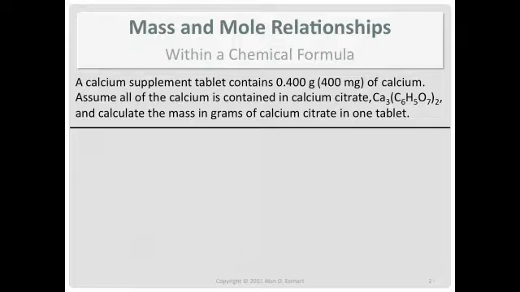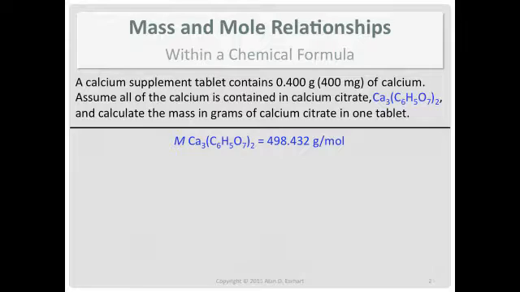And this is not a straightforward one-step calculation. That's because we're given 0.400 grams of calcium, and we're trying to convert that into mass of calcium citrate. So we have a little bit of work to do here. Here we're given the chemical formula of calcium citrate, and since we want to know the mass of that when we're done, it seems reasonable that we'll need the molar mass of the compound.